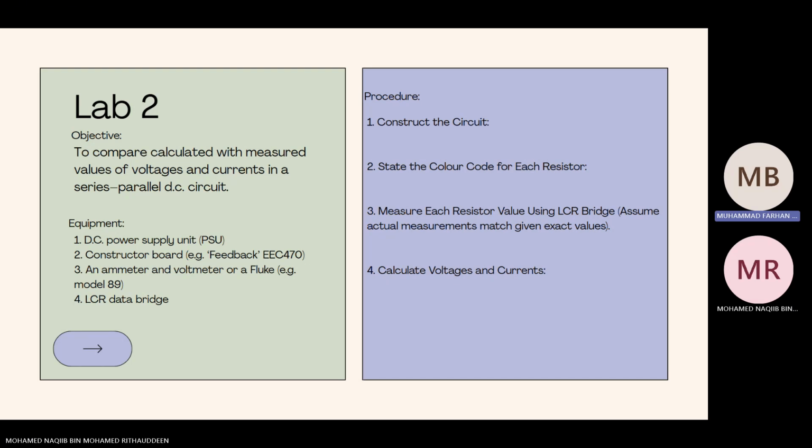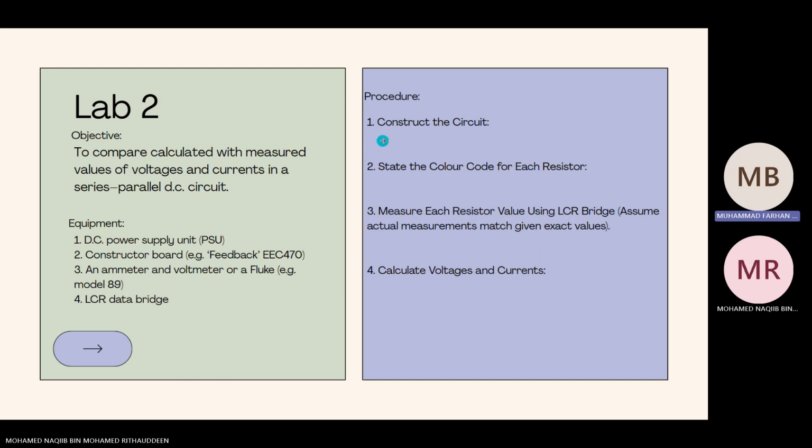Today I'm going to present to you about Lab 2. The objective for Lab 2 is to compare calculated with measured values of voltage and currents in a series-parallel DC circuit. So we want to compare the voltage and currents that we calculate with what we measure using a real circuit. The equipment that we use is a 20 volt power supply, the breadboard as the constructor board, voltmeter and ammeter to measure, and lastly the LCR data bridge.